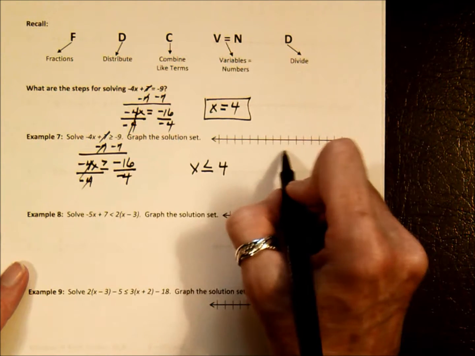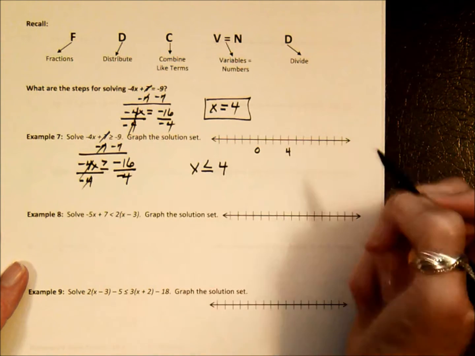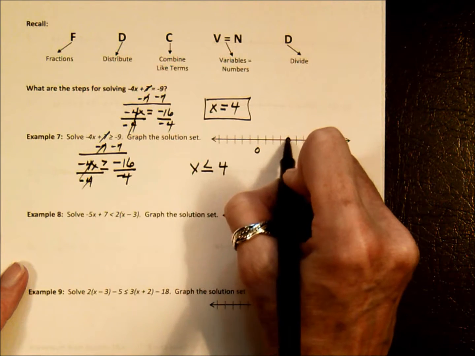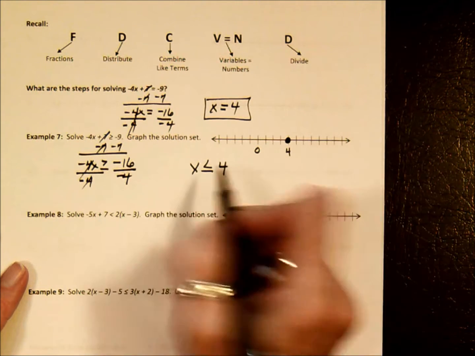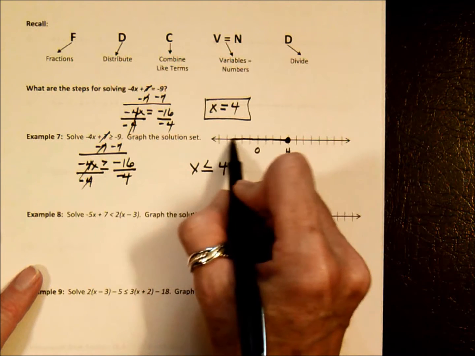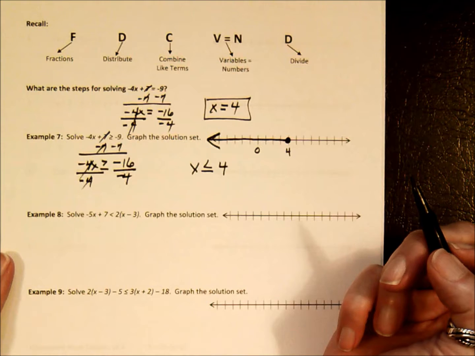So if this, let's call this 0, 1, 2, 3, 4. My key number is 4. It's going to be a solid dot because there's an or equal, but my arrow now is pointing to the left. So I make it go to the left, and it's everything that's lower than 4.